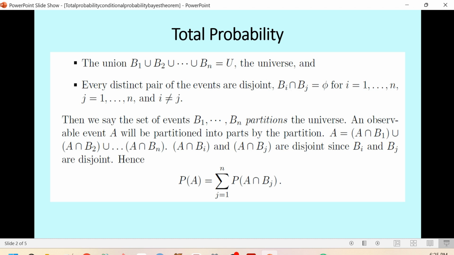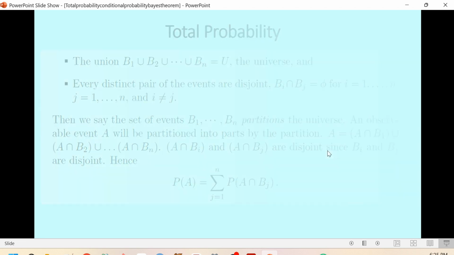And now, if we want to know the probability of A, A can be made as a summation of the probabilities of the union of A and Bj. Then we sum together all such unions, and then we can make A. So this is called total probability.